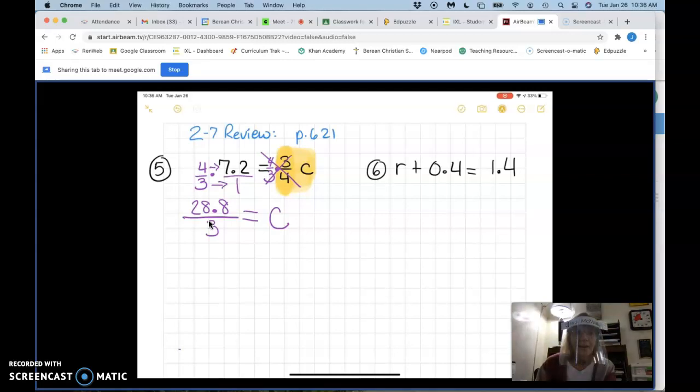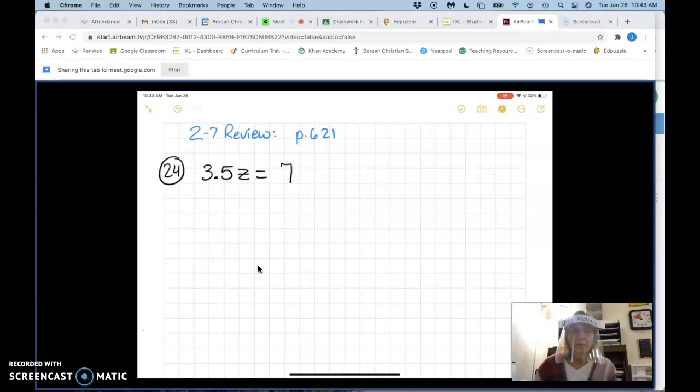Okay. Now I need to do my last step, which is divide. 28.8 divided by 3. Who can get that? 28.8 divided by 3. 9.6. Thank you, Bella. 9.6 is correct.